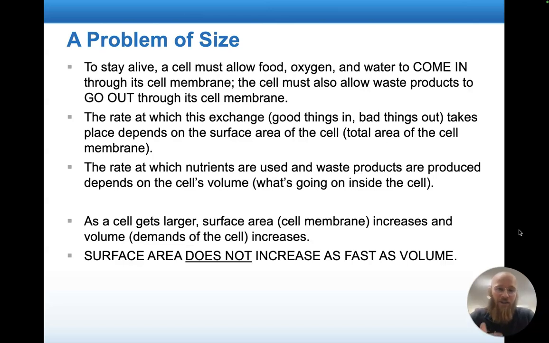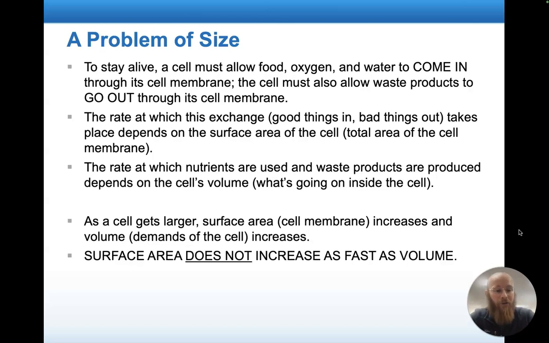The rate at which this exchange, right, so good things coming in, bad things going out, the rate at which that exchange takes place ultimately depends on the total surface area of the cell. That's just the total area of cell membrane that we have available, the amount of space where stuff can come in and leave. But the rate at which nutrients are actually used, the rate at which we create waste products, is going to depend on the cell's volume. So what's going on inside the cell?